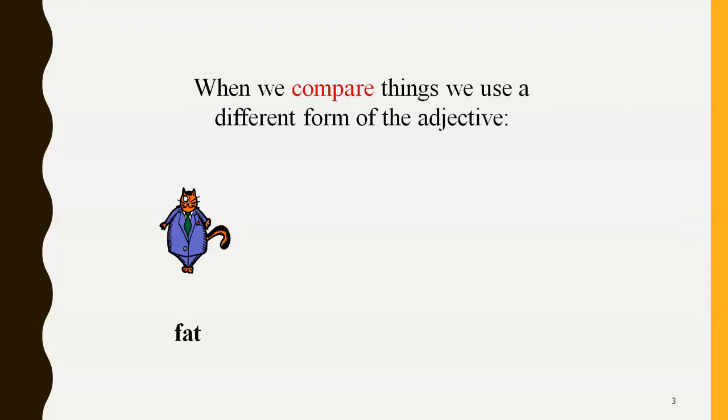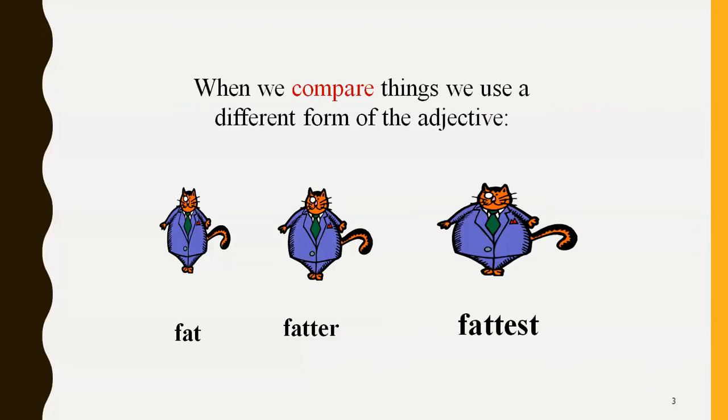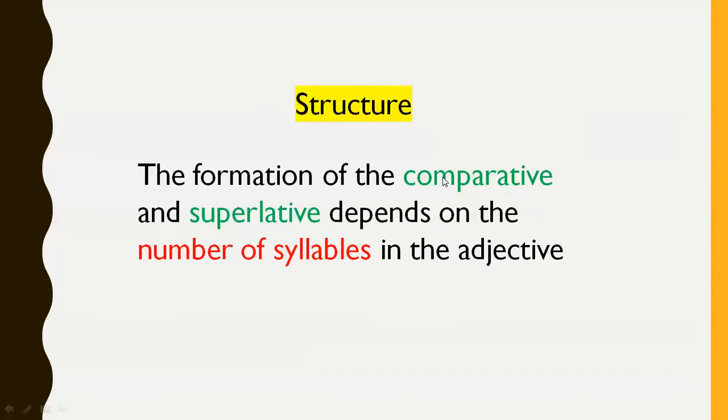Look here, please. This cat is fat, but this is fatter, and this is the fattest. So we have adjective, we have comparative, and we have superlative. The structure of forming comparative and superlative depends on the number of syllables, if it is short or long.